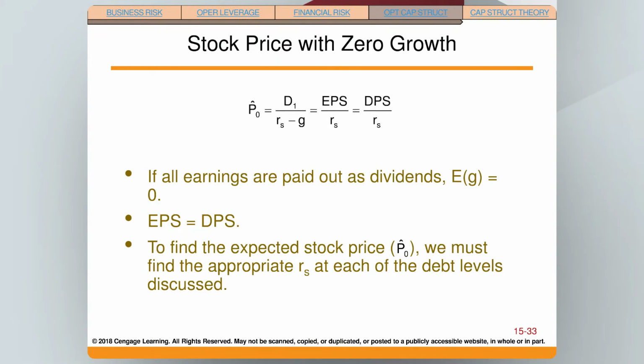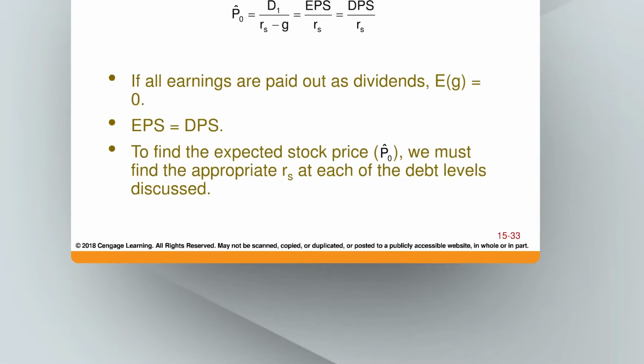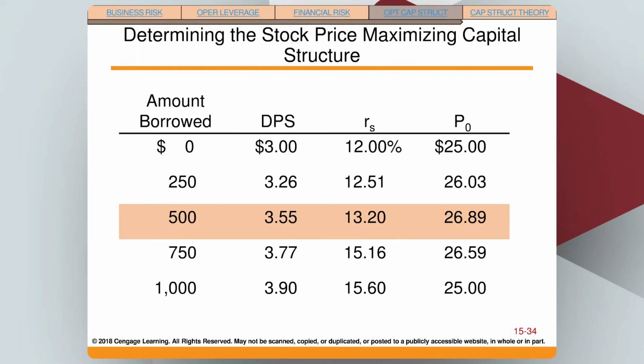To find the expected stock price, we must find the appropriate RS at each level of debt. Sorry, not dividend, debt per share. I stand corrected; it should be debt per share. We are not on dividends, sorry. Determine the stock price, maximizing your capital structure. Meaning, as time goes by, as our borrowed funds increase, our debt per share increases. Common sense, right?